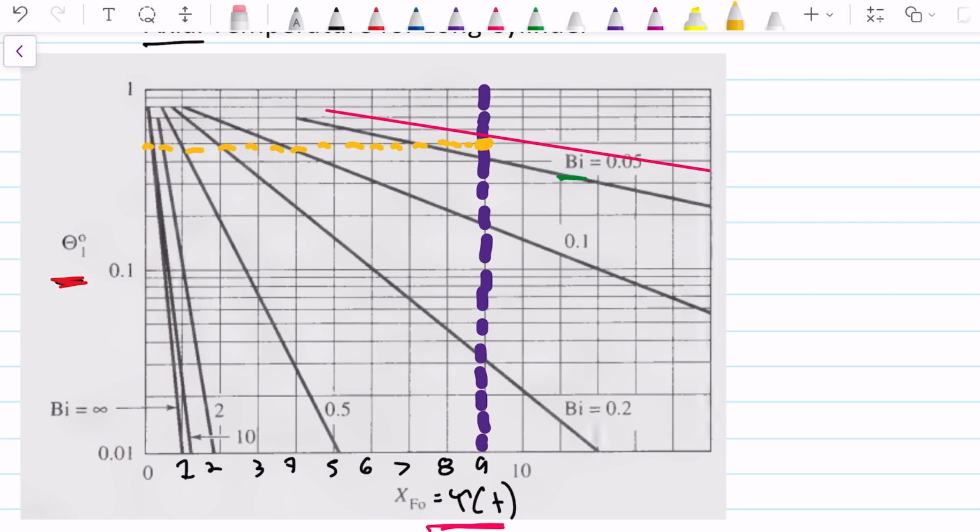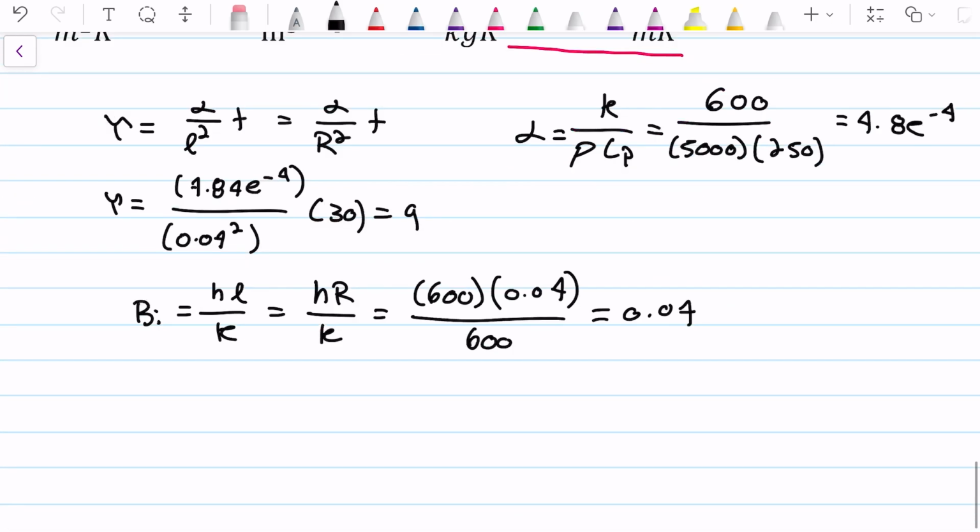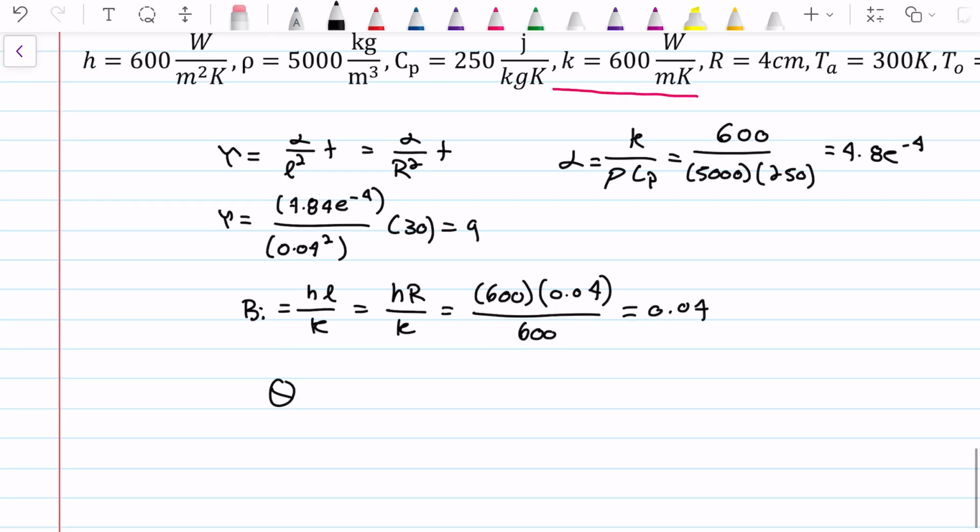Let's follow this line over. This is 0.2, 0.3, 0.4. Looks like it's almost exactly 0.5. You know, it's like a logarithmic scale, so it looks like it's about 0.5. So our dimensionless center temperature for our cylinder looks like it's roughly about 0.5.